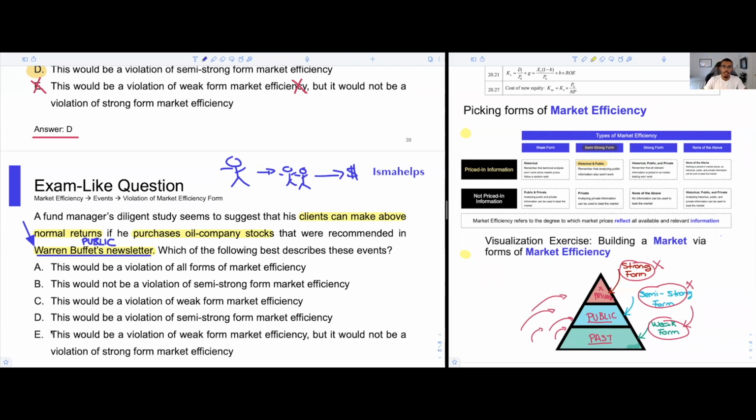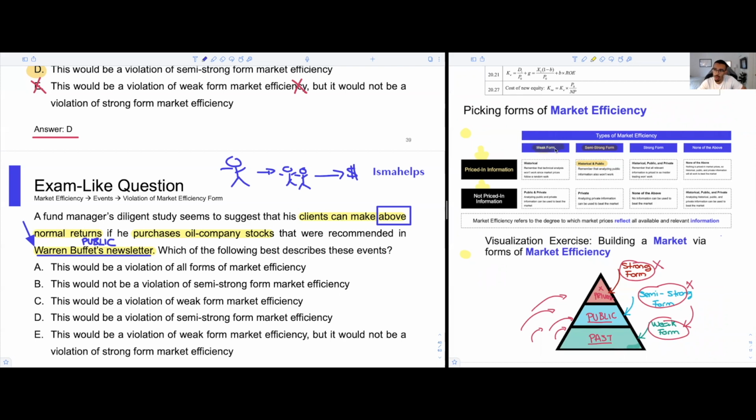So we know right now that our fund manager is relying on public information to yield above normal returns. So he's making abnormal returns by using public information. If we go to our framework and look at what's priced in and what's not priced in, we understand that if somebody's able to make abnormal returns, and I'll show you how to use both frameworks, either the first row or the second row, we know that if he's earning abnormal returns, we for sure know that it could be a weak form market efficiency.